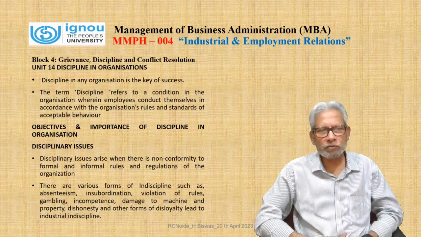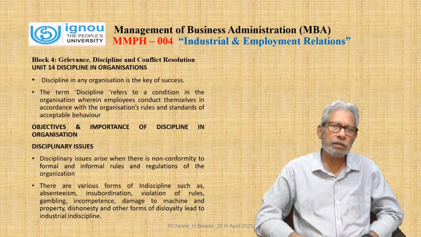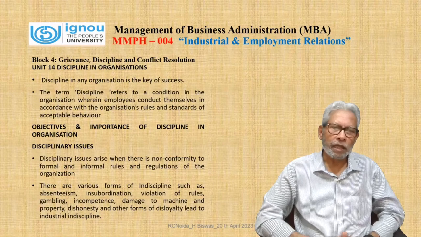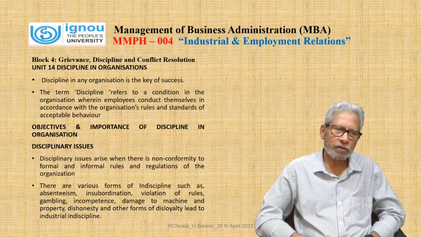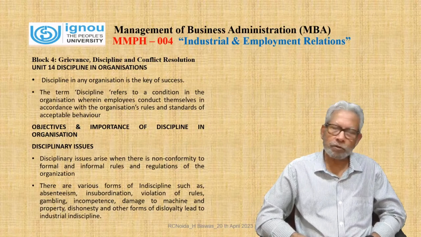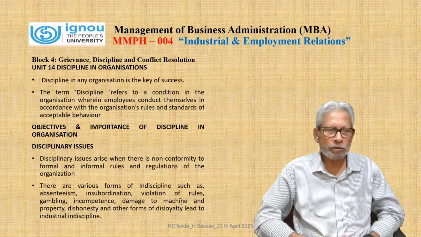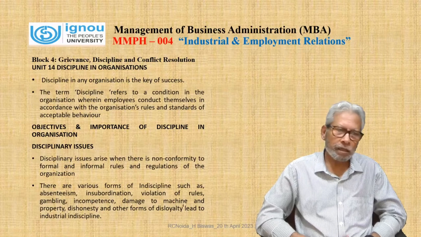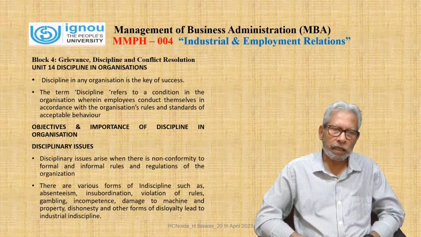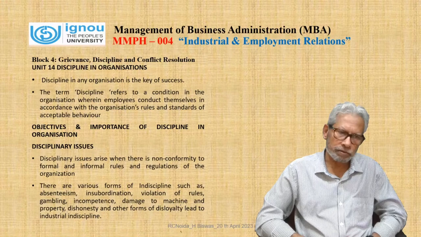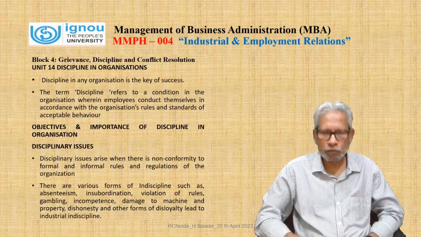Disciplinary issues. What are the issues of this? Disciplinary issues arise when there is non-conformity to the formal and informal rules and regulations of the organization. Then there are various forms of indiscipline such as absenteeism, insubordination, violation of the rules, gambling, incompetence, damage to machine and property, dishonesty, and other forms of disloyalty that lead to industrial indiscipline. So these all are the issues.